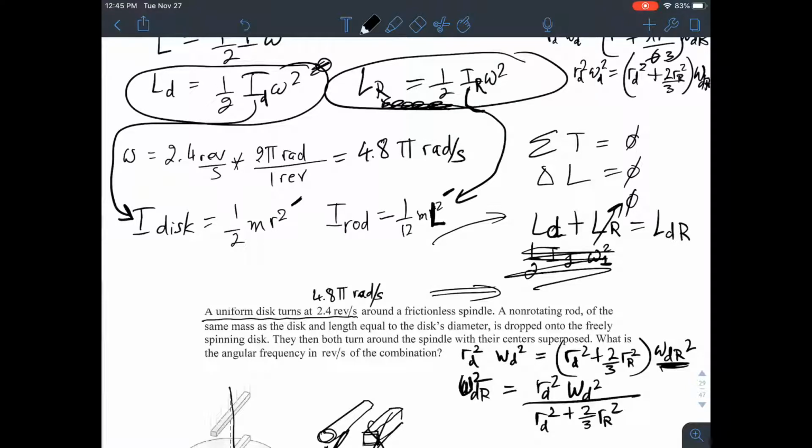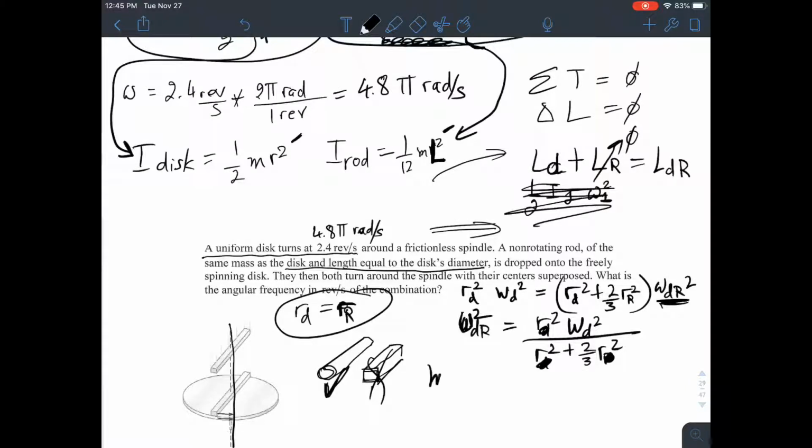And if you solve that, well, the radiuses are actually the same. The radius of the disk, they actually said that they're equal to the distance. So the radius of the disk and the radius of the rod are one and the same. If that's the case, we can drop this D and the R. So W squared equals R squared. Everything is the same, so let's just call it R. WD squared, that's still a different thing. So R squared plus 2/3 R squared, if you do the math on that, is 5/3 R squared, right?